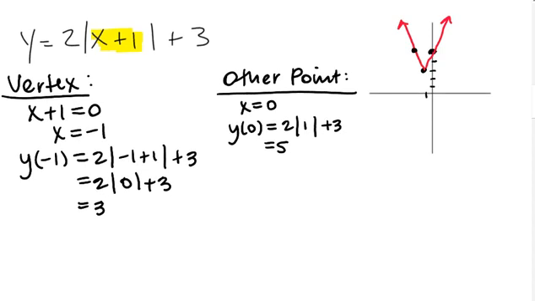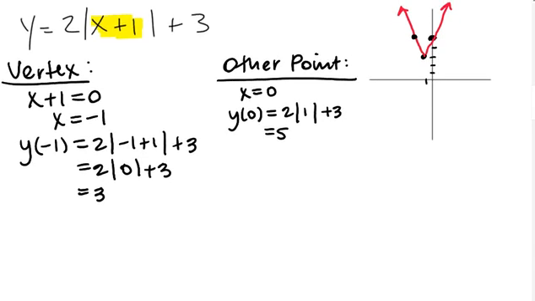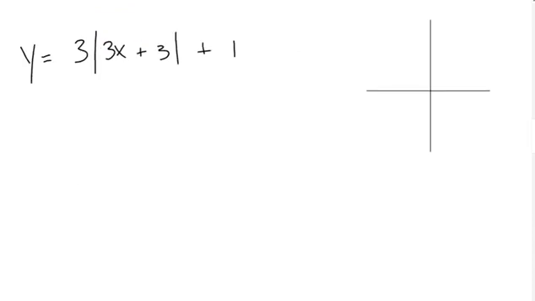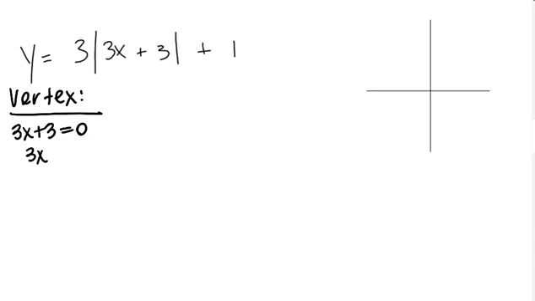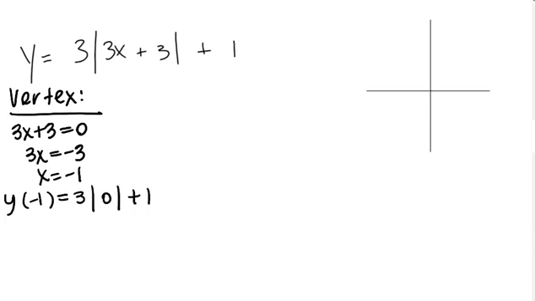All right, so moving on to the next one, I'm going to have one with maybe a couple more moves. Yeah, we've got y equals 3 times the absolute value of 3x plus 3, then add 1. Okay, so I'm going to start by solving for the vertex. So I'm going to set this thing inside the absolute value equals 0. Then I need to find the y coordinate that corresponds to x equals -1. So y of -1 is equal to 3 times the absolute value of 0, then add 1, which is 1.